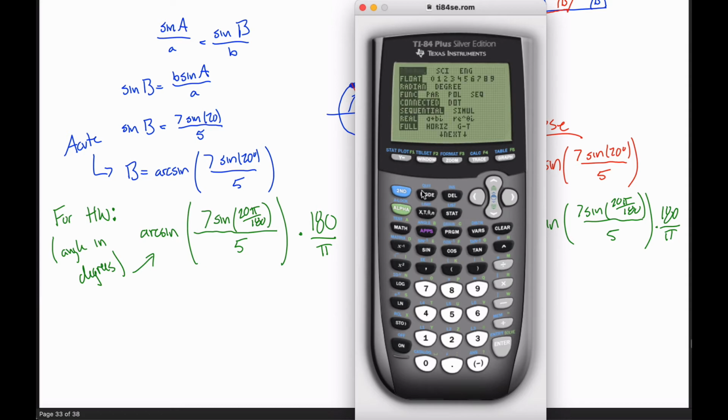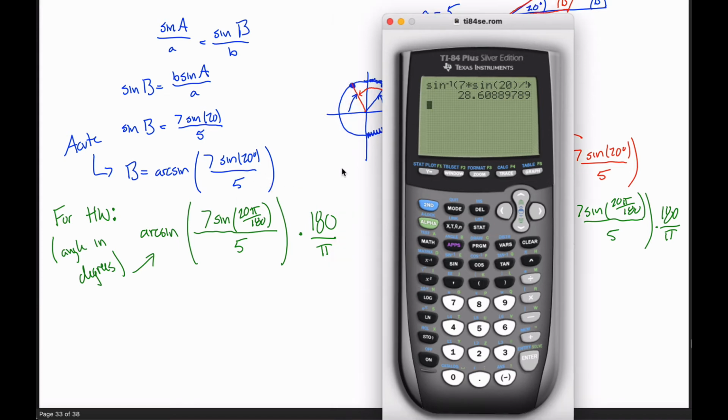So for example, on this calculator, I hit mode, and then I can tell it radians or degrees. So if I just change my calculator into degrees here, then it'd be really easy. I can just type in the expression that I have in blue. I could say my answer is the arcsine of 7 times the sine of 20 degrees, because again, it's thinking degrees now, divided by 5. And this will spit out an answer in degrees because again, I'm in degree mode. This 28.6 is what this is equal to. If you were doing the homework, you'd probably want to be more precise than that. So maybe you'd call it 28.6089.